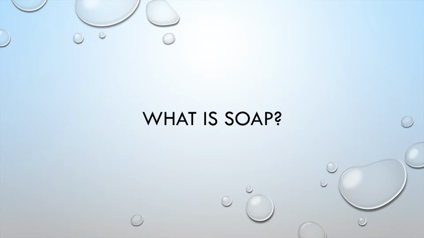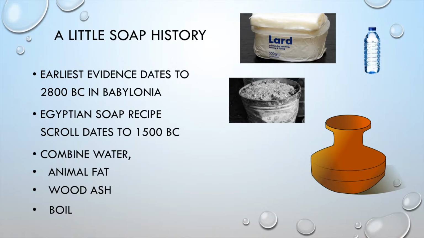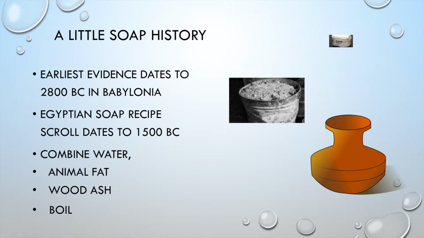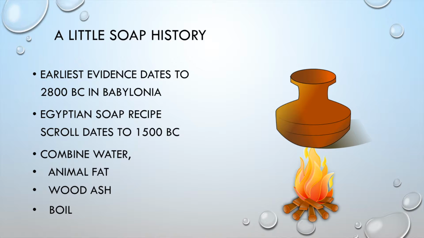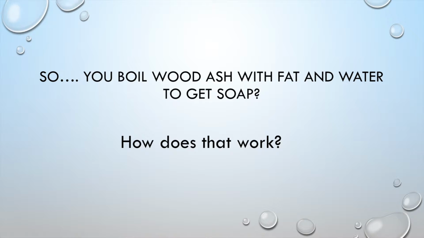Before we take a look at the details, let's take a look at soap history. Evidence suggests the Babylonians were making soap in 2800 BC. An Egyptian soap recipe calls for water, animal fat, and wood ash to be boiled together. So, you boil wood ash with fat and water to get soap? How does that work?